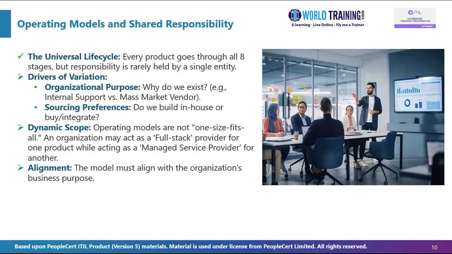2 main drivers of variation. Number 1, organizational purpose. Why do we exist? And number 2, sourcing preferences. Do we build or buy? And those models are dynamic. Scope can shift as product matures or as market conditions change.